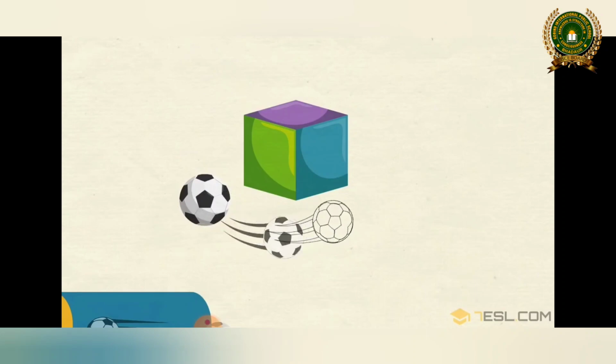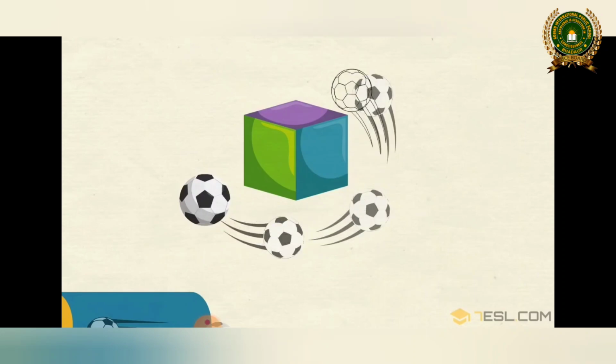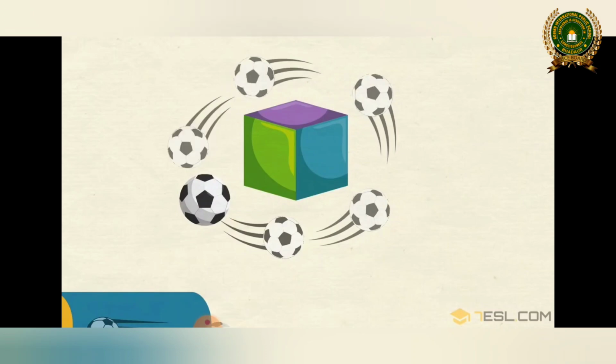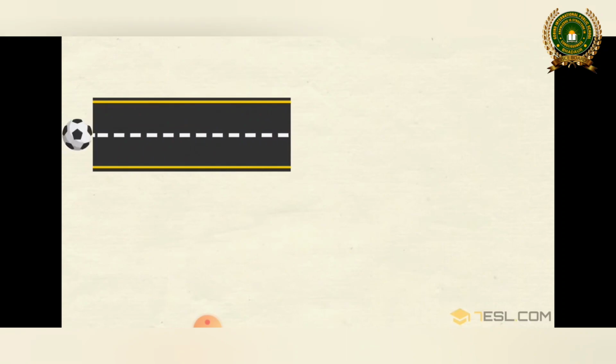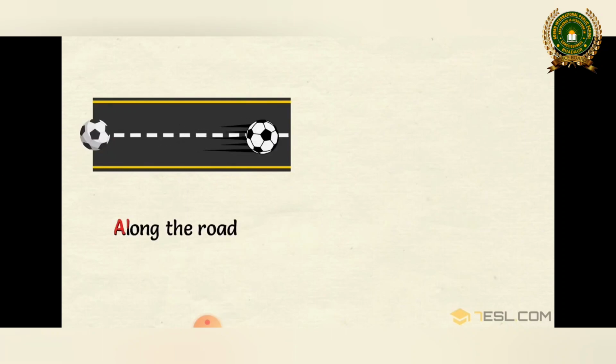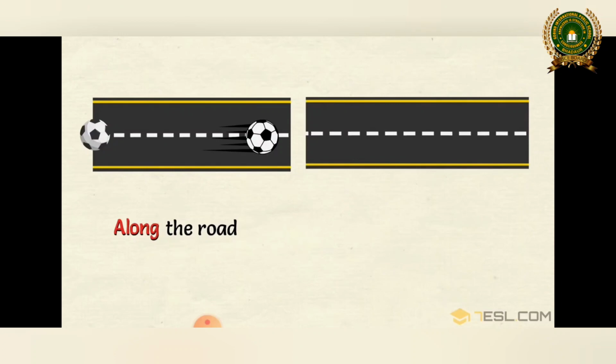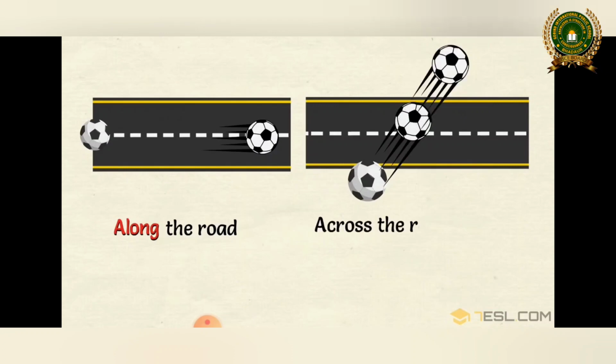Here the ball goes round the box. So when something goes in circular motion, there we will use around. So we'll say around the box. Now check this one. When something goes from one end to the other, like the ball passes from one end to the other, there we will say along the road. Okay, along the road. So check the next picture. Here, when something passes from one side to the other, we will say across the road.